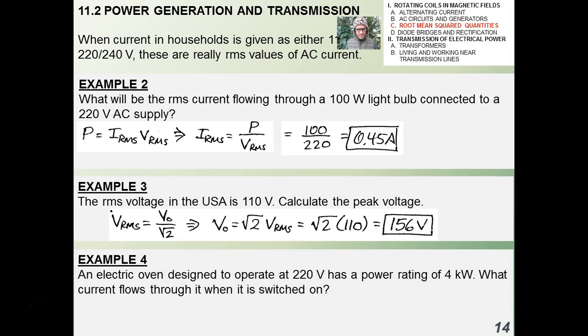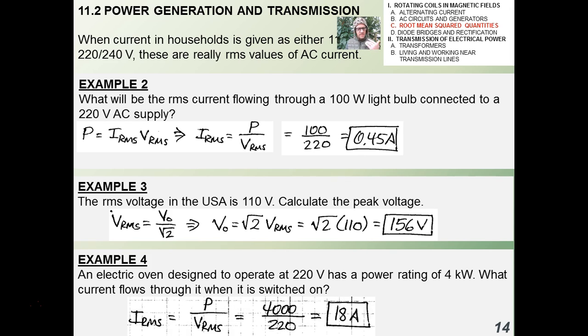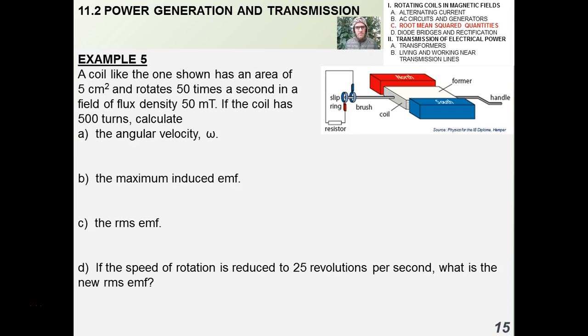Pretty cool. An electric oven designed to operate at 220 volts has a power rating of 4 kilowatts. What current flows through it when it's switched on? Again, this is a very simple application of what we did with circuits before, but now we're using IRMS and VRMS values, and I get 18 amps. There we go.